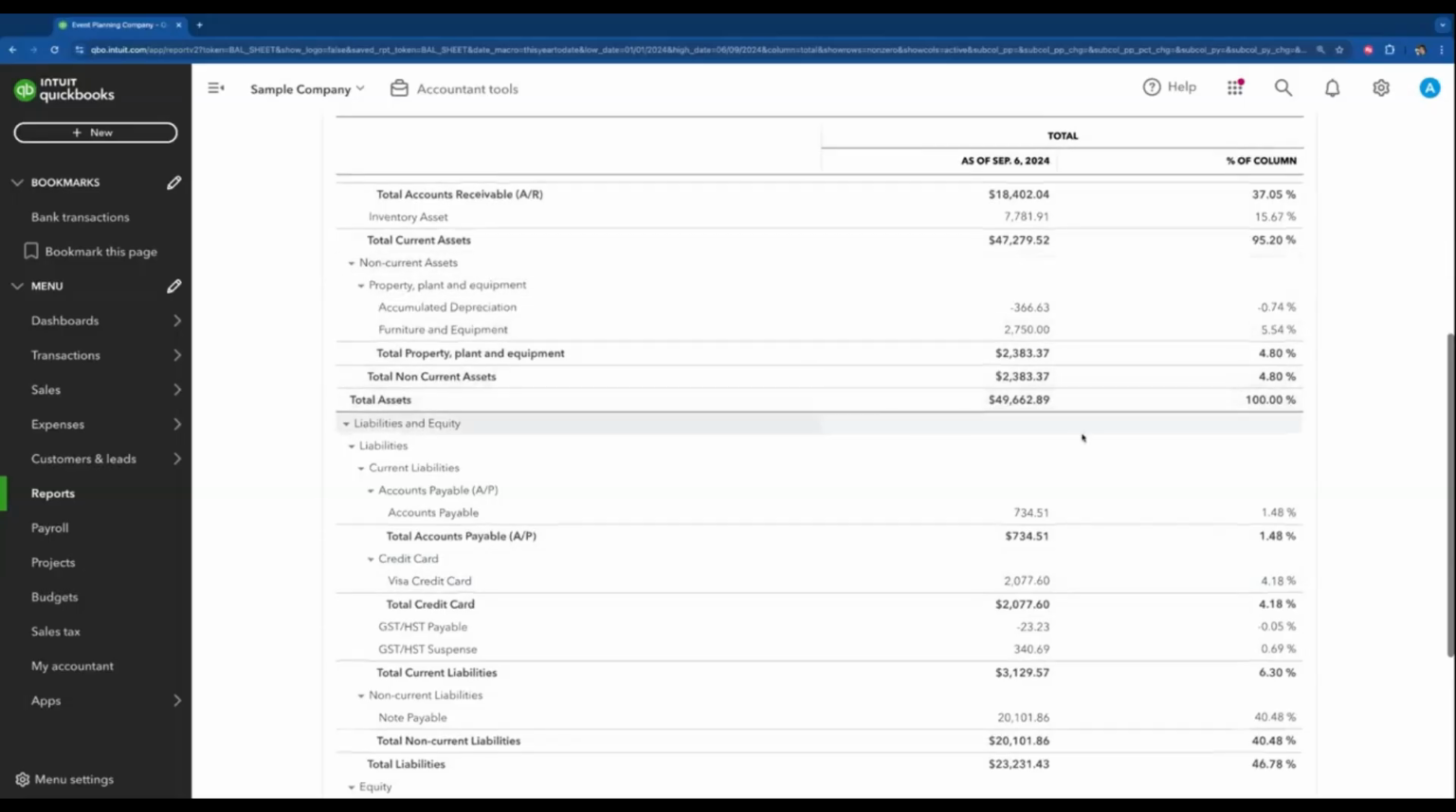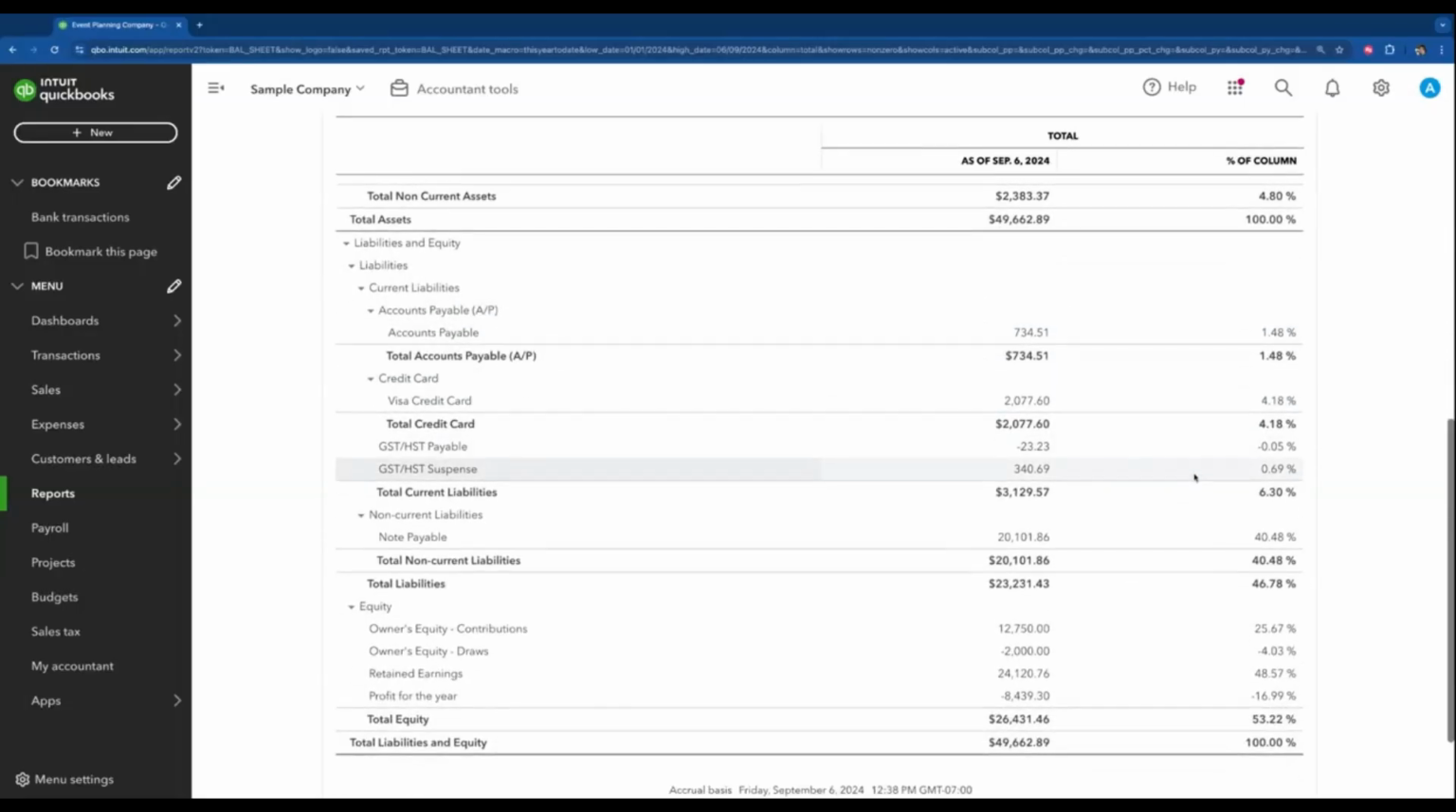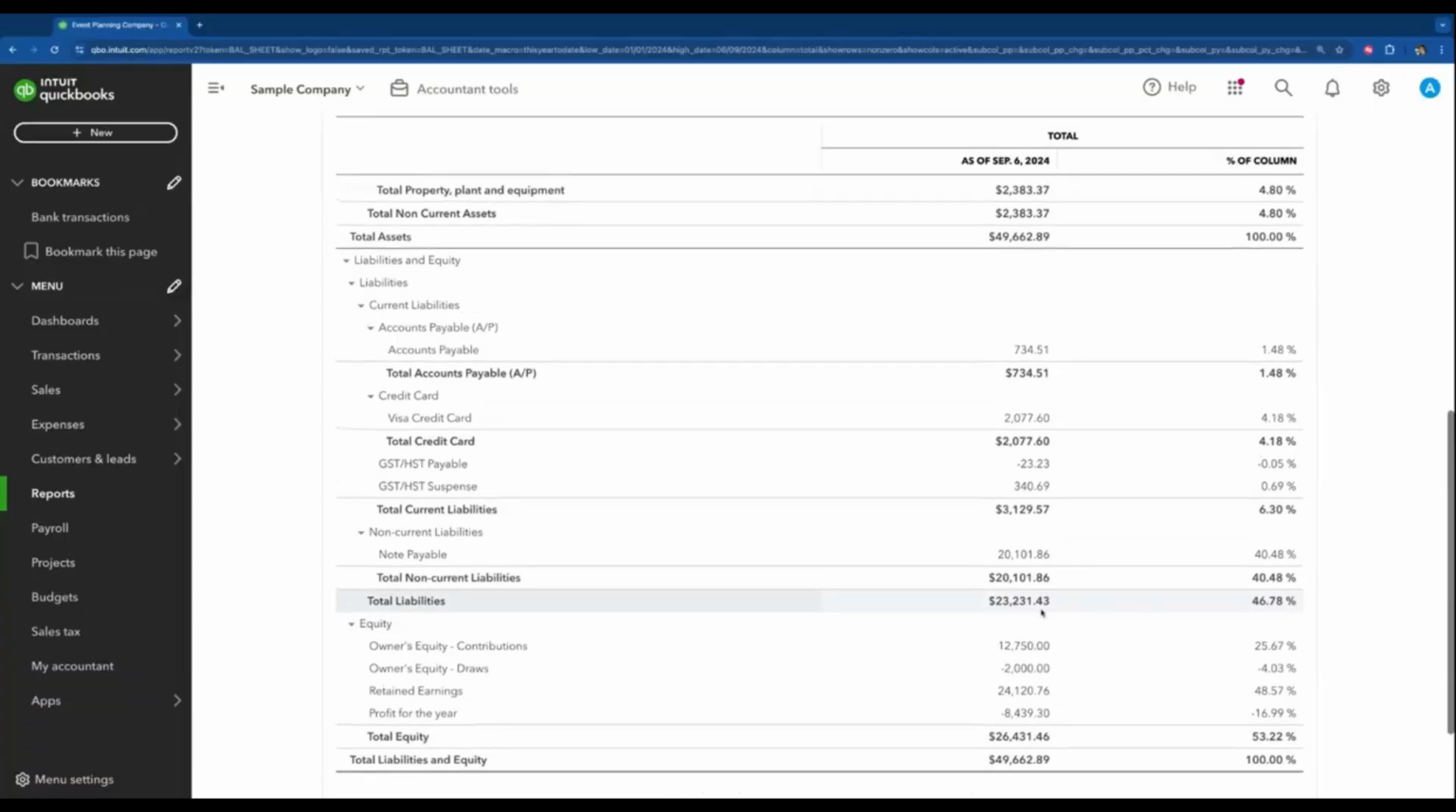So that's the asset section. Let's see what's going on with the liabilities here. Let's see, total liabilities: $23,231.43. This is 46.78% of its total assets. Most of this debt is long term.